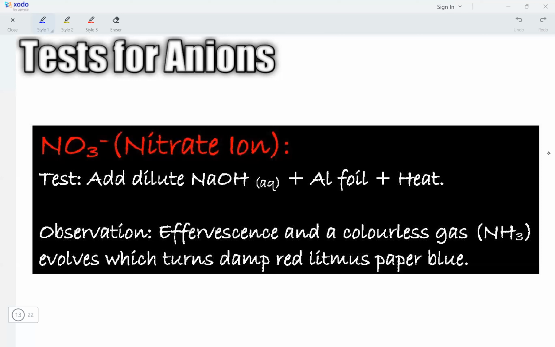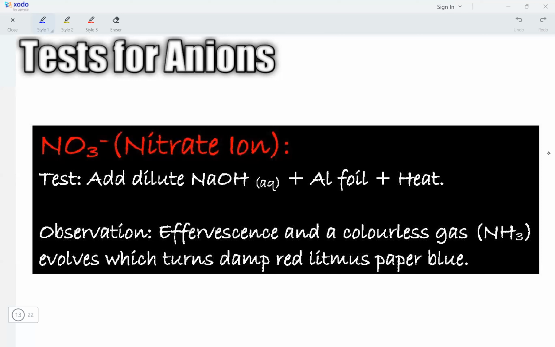Okay, how does this happen? Litmus paper has a red colored appearance in acids and a blue colored appearance in bases, which is the appearance of the litmus indicator itself. So litmus indicator is coated onto the paper.